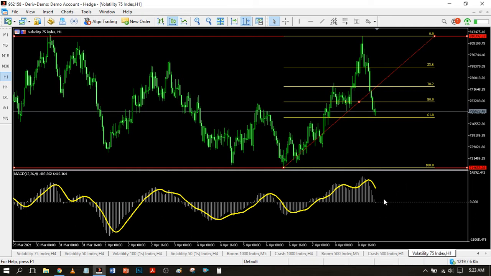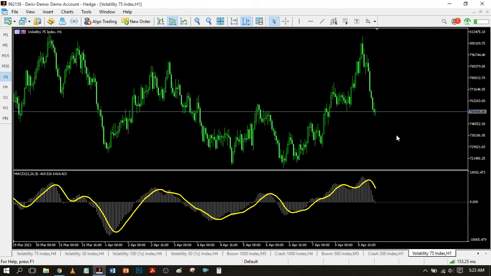In this kind of scenario, you might be entering at a point whereby price will have started moving upwards, because the MACD sometimes lags. So before you get a cross on your MACD right here, you notice that price would have pushed up towards this 38.2 level. In this kind of scenario, I always like to do away with trades like this.